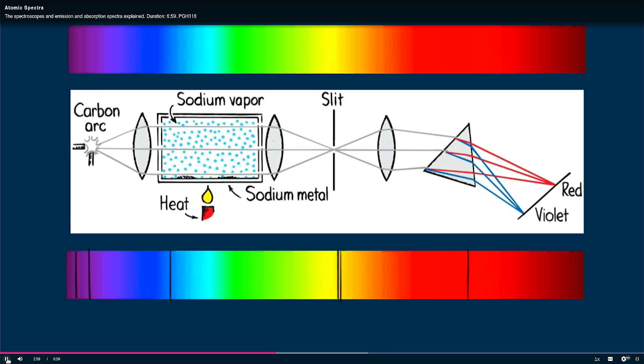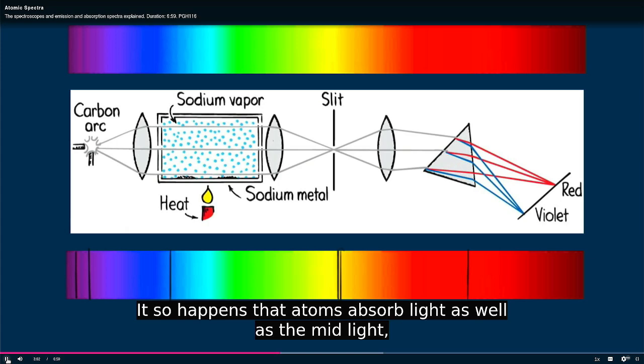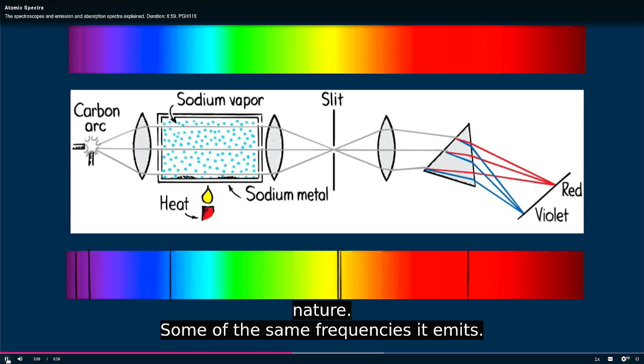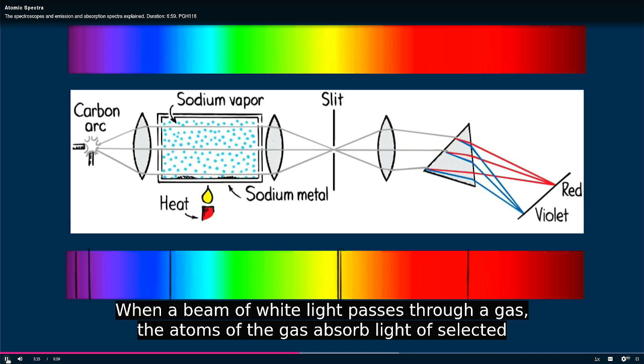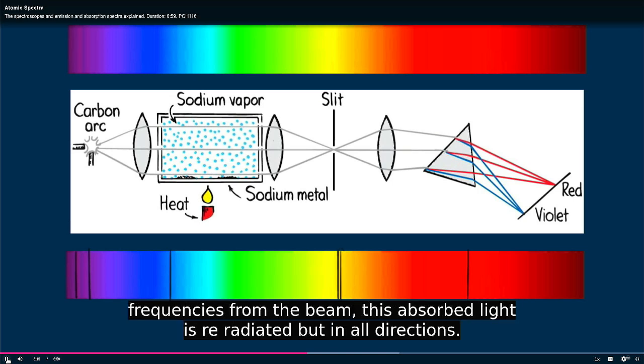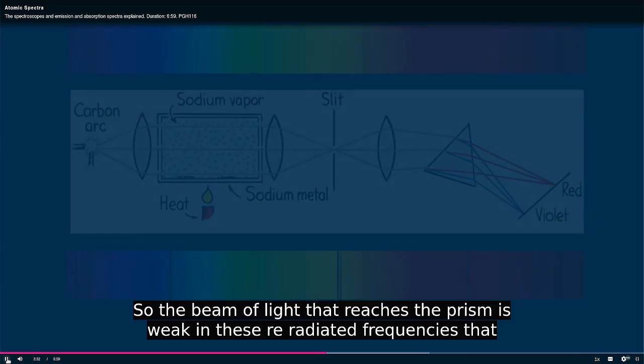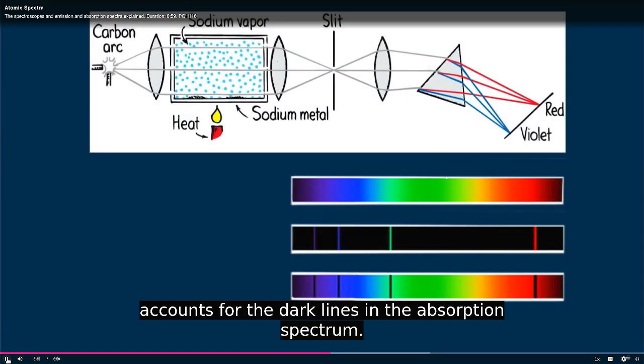What's happening here? It so happens that atoms absorb light as well as emit light. An atom will most strongly absorb light having the frequencies determined by its quantum nature, some of the same frequencies it emits. When a beam of white light passes through a gas, the atoms of the gas absorb light of selected frequencies from the beam. This absorbed light is re-radiated, but in all directions. So the beam of light that reaches the prism is weak in these re-radiated frequencies. That accounts for the dark lines in the absorption spectrum.